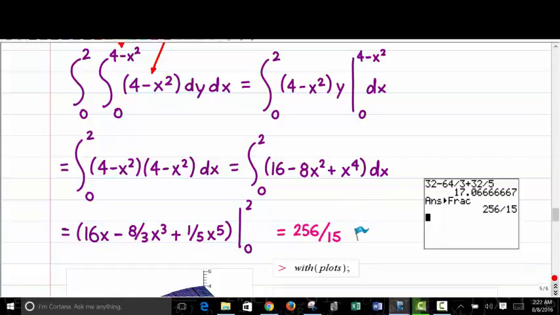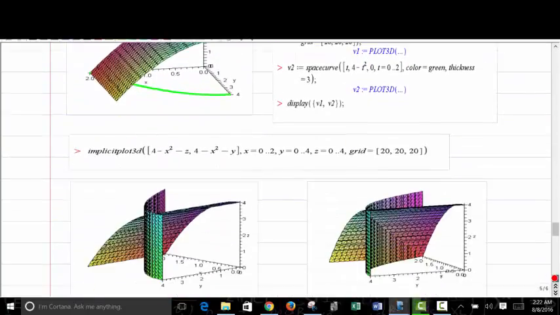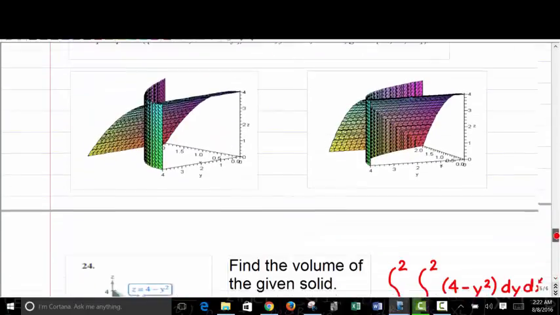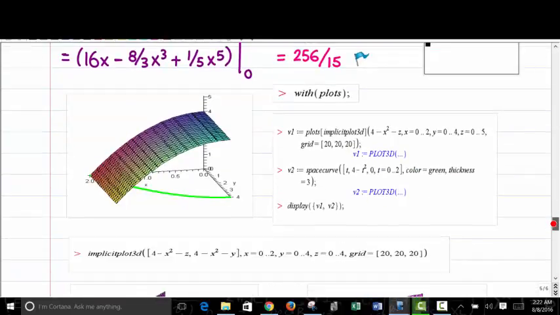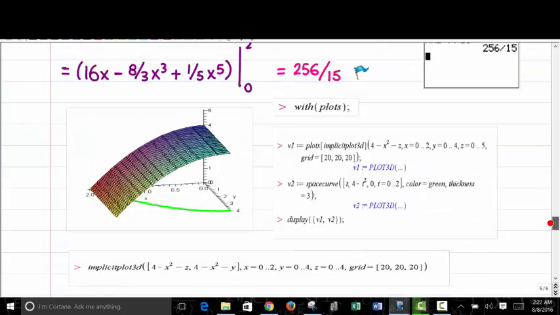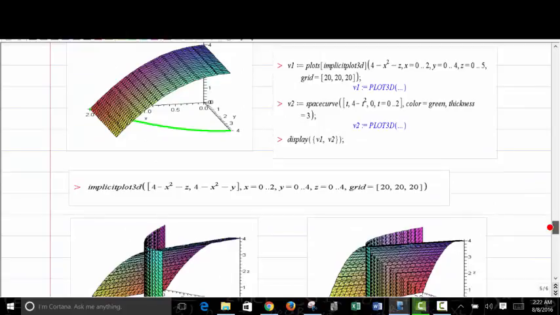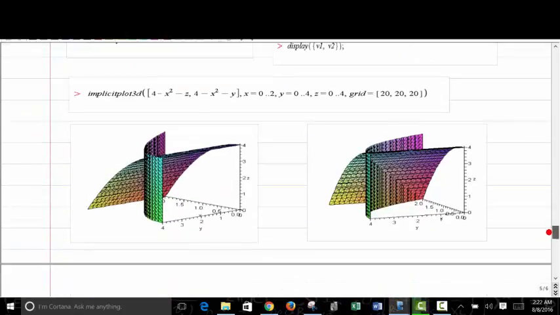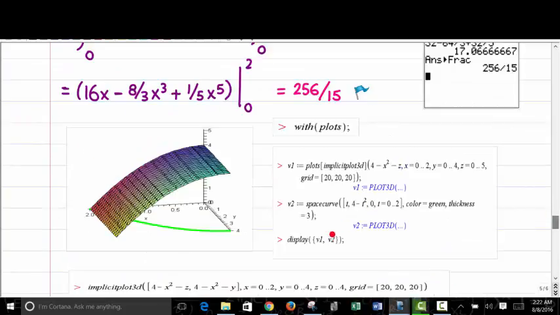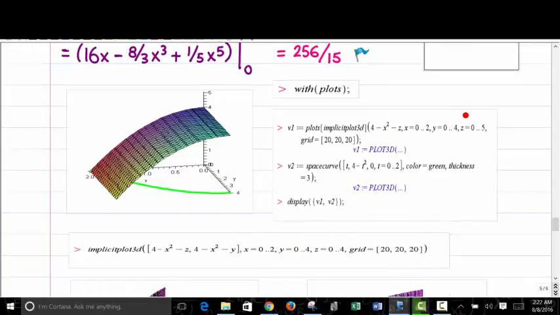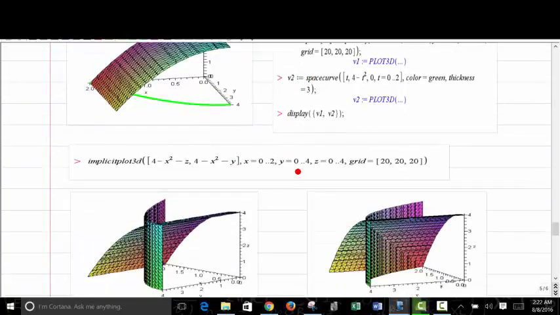Let's see. Did I put this one in Maple? I did not, but that's all right. Pretty sure we did it correctly. Okay, what did I do here? Oh, I lifted this graph, which I don't know why I bothered to do that, but anyway, that's all right.